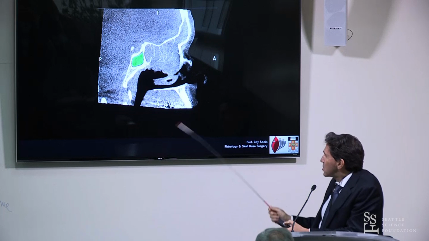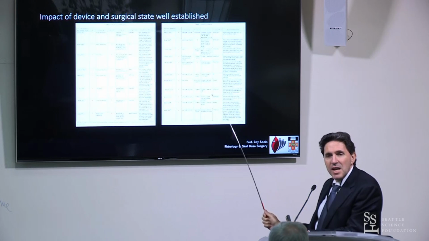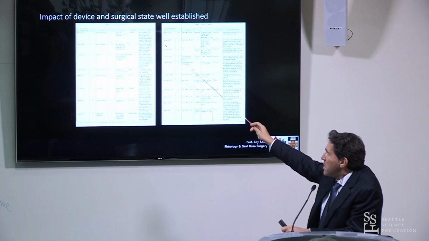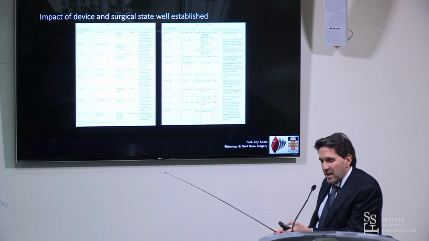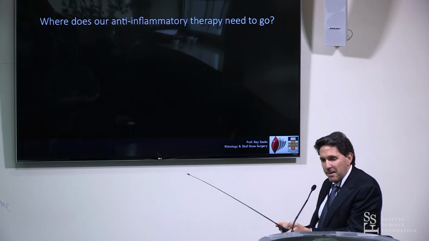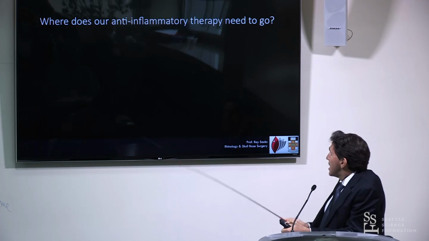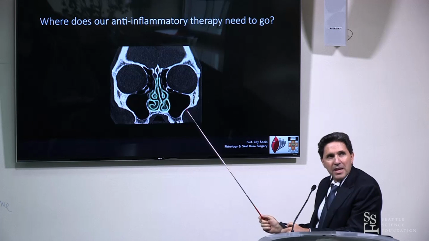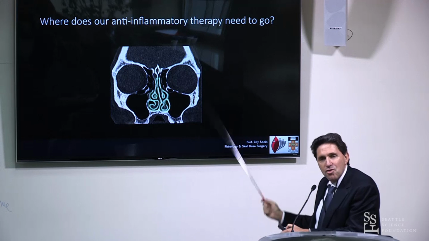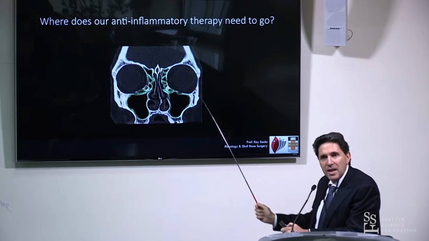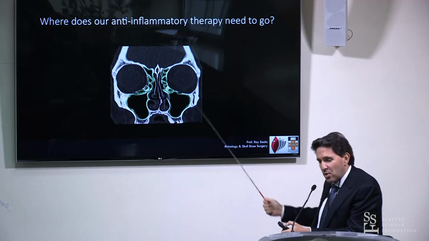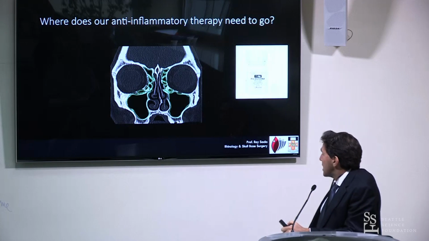So these are the patients who I think you need to be really, really aggressive. I'm not going to go through this, I don't expect any of you to read all of this at all, but we know that the surgical state and the device have got a significant role to play in getting treatment in there. So where does our anti-inflammatory therapy need to go? Well, if you put your anti-inflammatory with the nasal spray into that area there, you're really not addressing the problem, which is out there in the lateral recesses and in the mucosa of the ethmoid cavity.